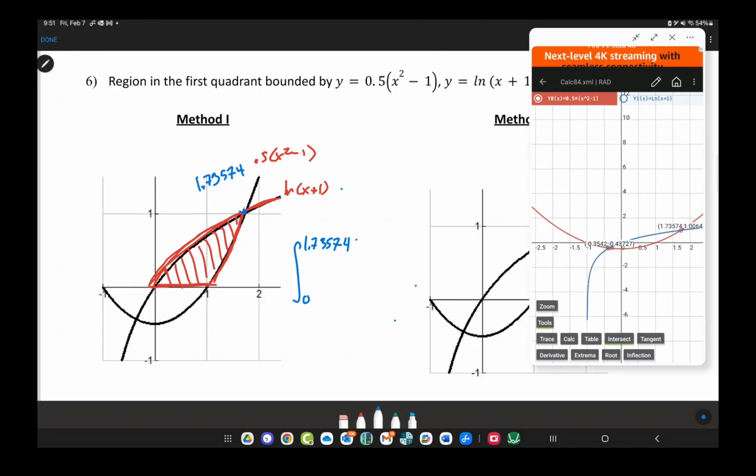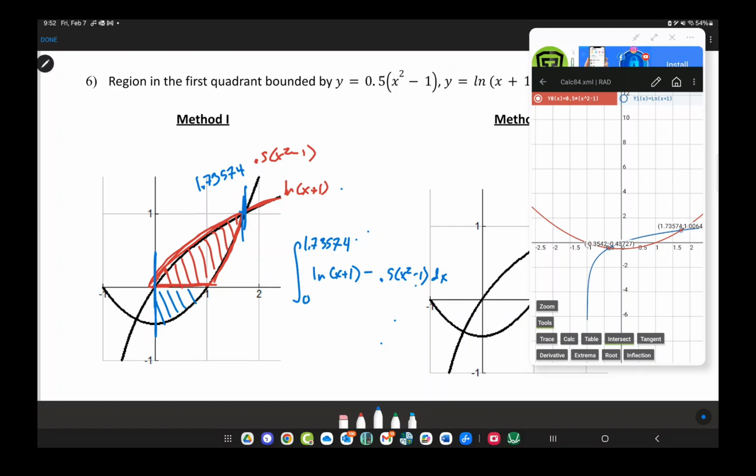Because what I'm going to find, if I did my top function, what's my top function, by the way? It's going to be the natural log of x plus one, minus my bottom function, 0.5 of x squared minus one, dx. If I did this, I would be finding the area between those two curves from 0 to this point, which means I would be finding this area as well.